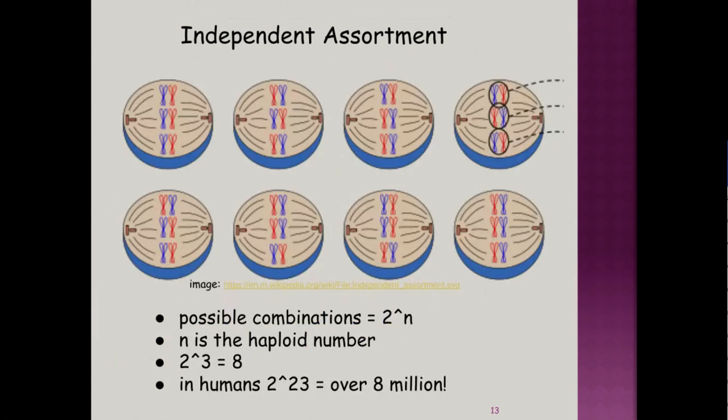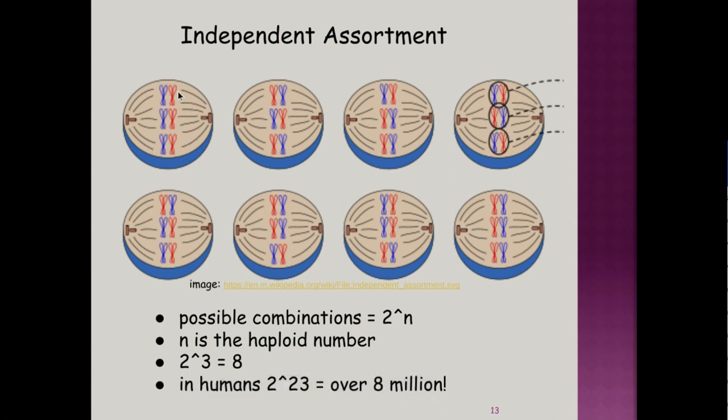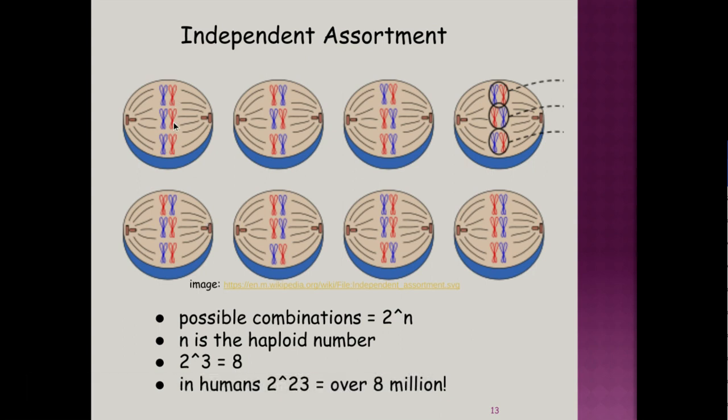If in my picture here, I've got 6 different chromosomes, you can figure out how many ways you can arrange them if you do this little equation here. If you take 2 to the nth power, where n is the haploid number. So here I have 6 chromosomes. That's my diploid number. So half of that would be 3. So if I take 2 to the 3rd power, that gives me 8 different combinations. So here they're showing you those 8 different ways you can line up the red and the blue. So if you look at those closely, they should all be different.